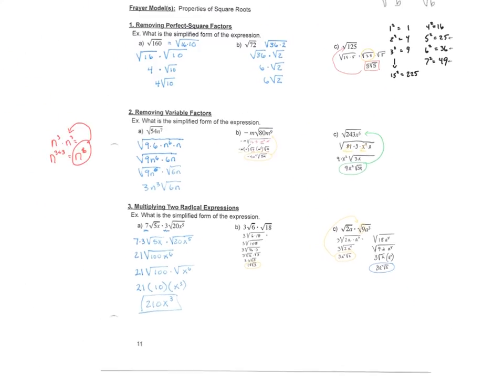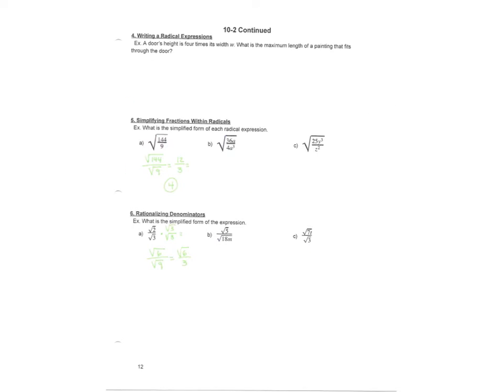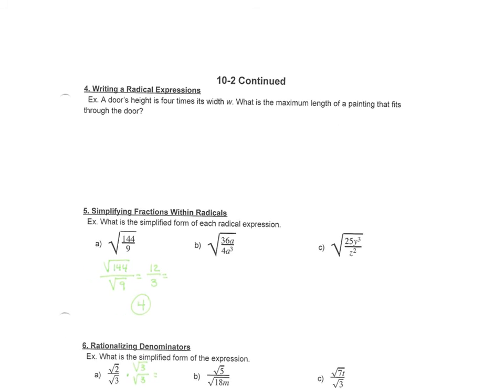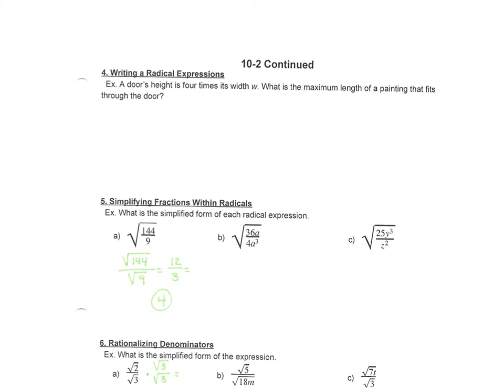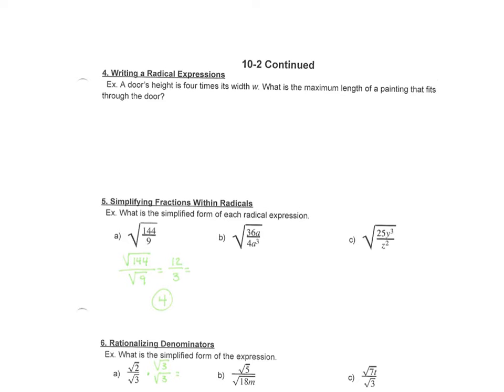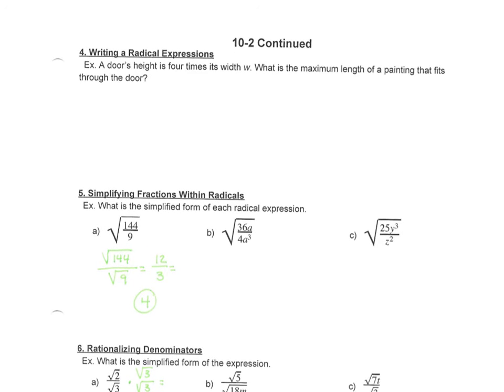So that is simplifying expressions, and as we move on, we're going to talk about, well, there's that word problem, stinking word problem. The door's height is 4 times its width, and what is the maximum length of a painting that fits through the door? Well, let's see, one moment. Okay, so I have a door, and the height is 4 times its width, and the width is W. And then it wants to know what is the maximum length of a painting that fits through the door. Well, the maximum I can get is something that goes from corner to corner. And I think we could probably use the Pythagorean theorem here.